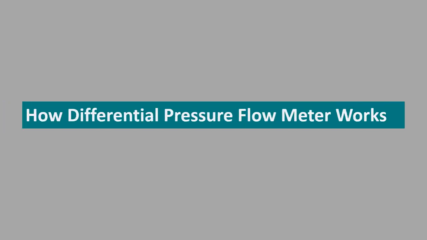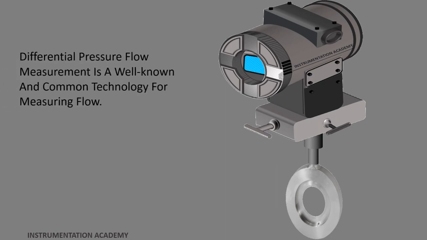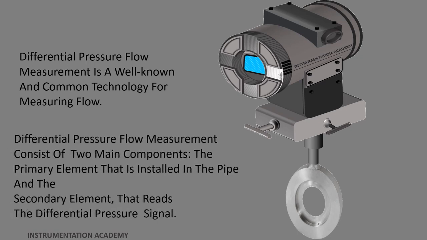In this video, we will learn how a differential pressure flow meter works. Differential pressure flow measurement is a well-known and common technology for measuring flow. Differential pressure flow measurement consists of two main components: the primary element that is installed in the pipe and the secondary element that reads the differential pressure signal.